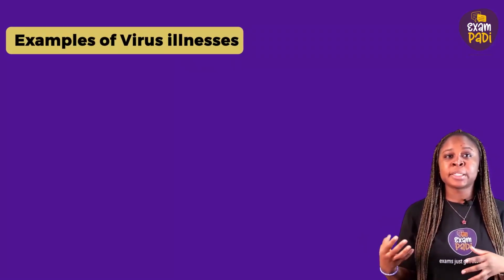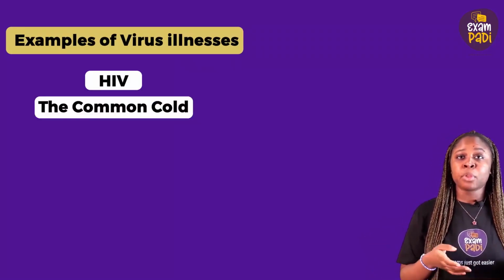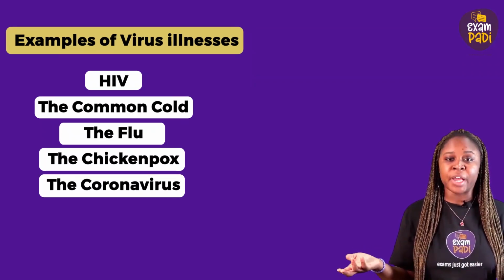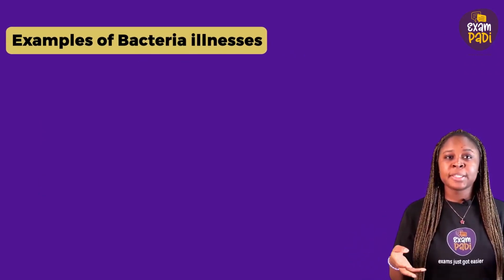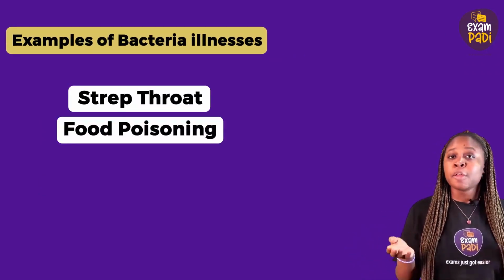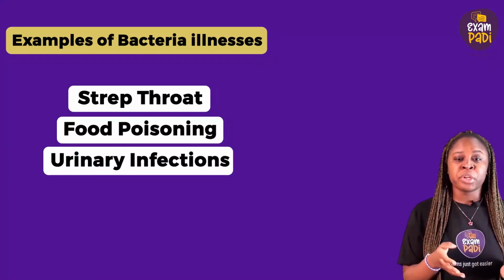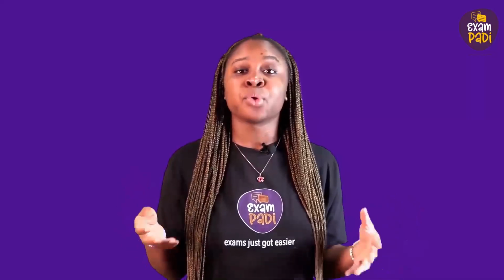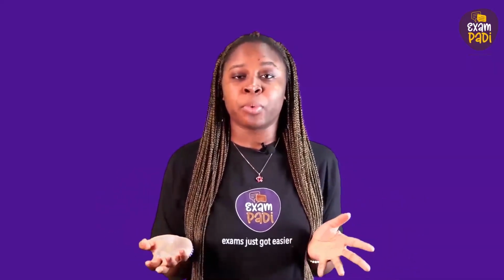We have so many examples of viruses and bacteria. Examples of virus illnesses are HIV, the common cold, the flu, the chickenpox, and even the coronavirus. Bacterial illnesses include strep throats, food poisoning, and even urinary infections. Viruses and bacteria can definitely feel really terrible if they come in the wrong way.